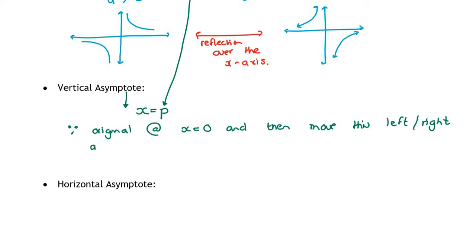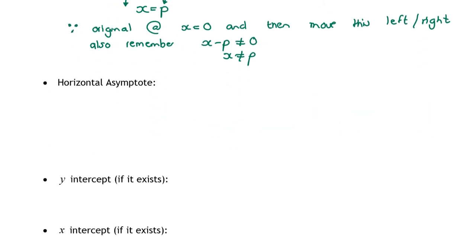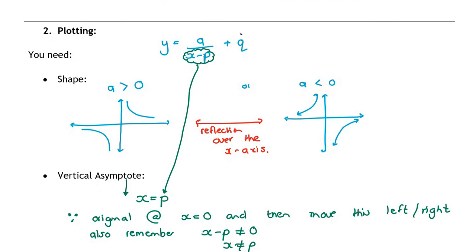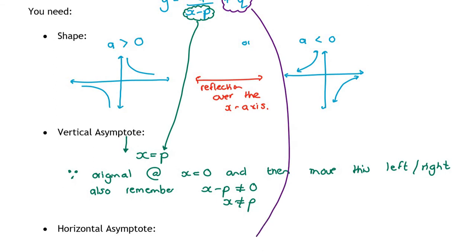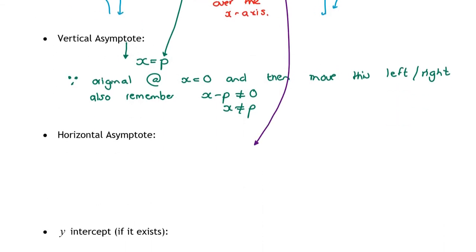Also, just remember why this occurs. It occurs because your denominator cannot be 0. So if you're ever stuck, just say to yourself, my denominator can't be 0, so that means x can't be p. So x is equal to p is your vertical asymptote. We'll discuss that more when we come to an example. What's our horizontal asymptote? If I scroll up, it is this q. Remember, it started off at y is equal to 0, and if you move the graph up or down, your asymptote also moves up or down. So you have y is equal to q.